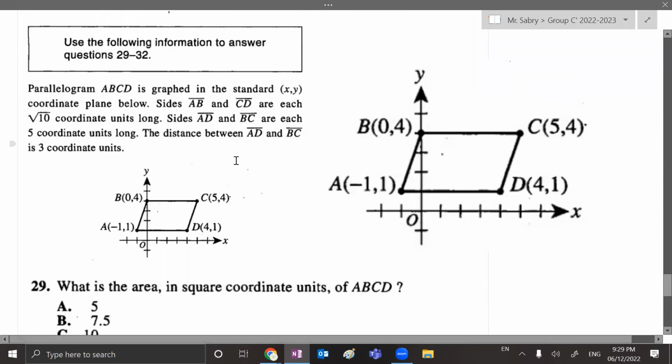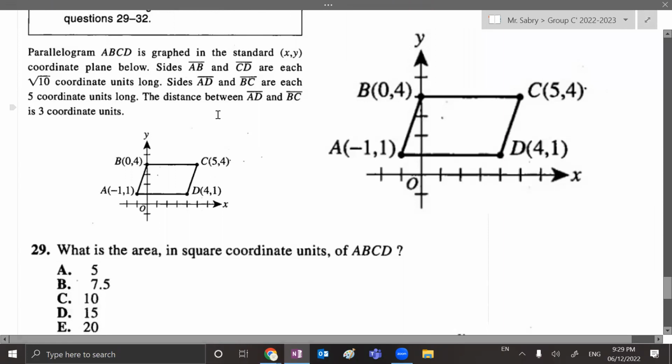Here's the important one. Here it says it's a parallelogram, and the sides AB and CD are root 10. So AB, which is this one, its length is root 10, and CD also has length root 10. AD and BC are 5 coordinates long, so this one has length 5 and this one also has length 5.